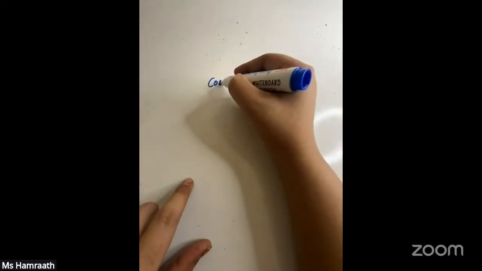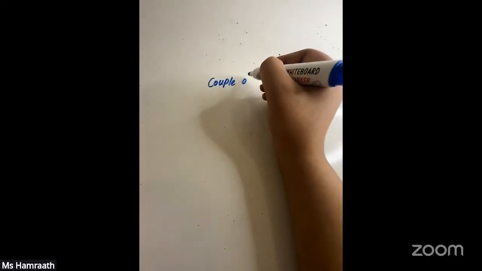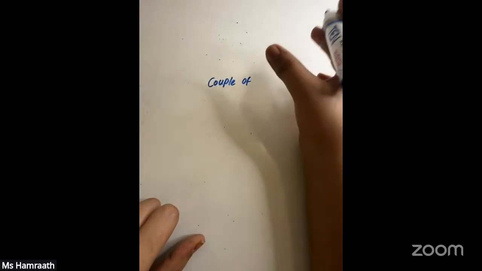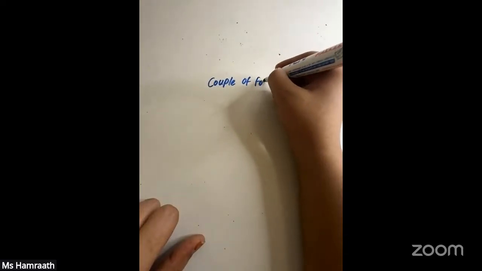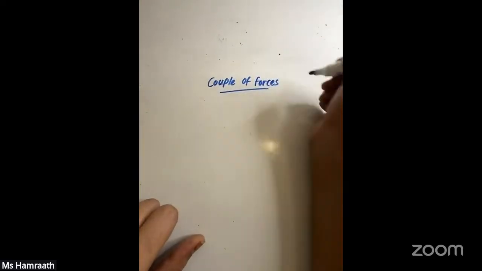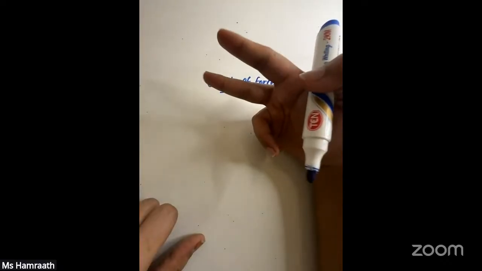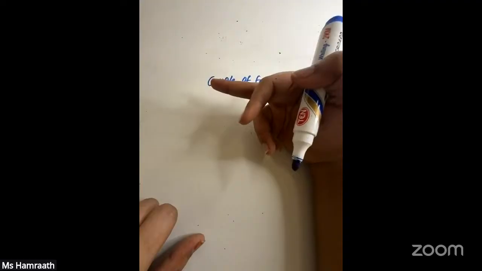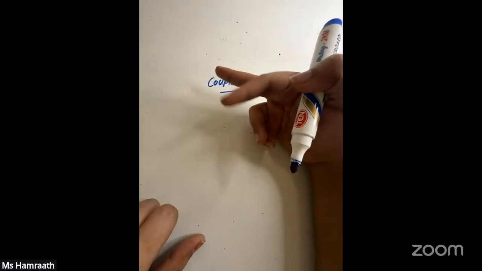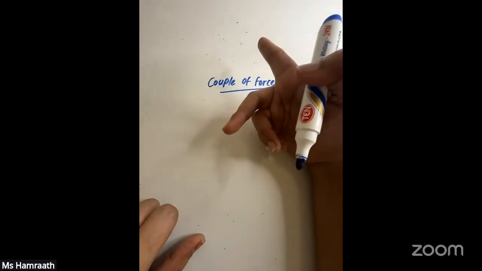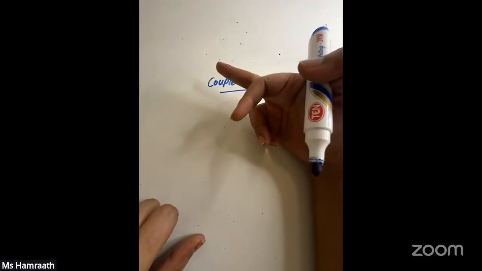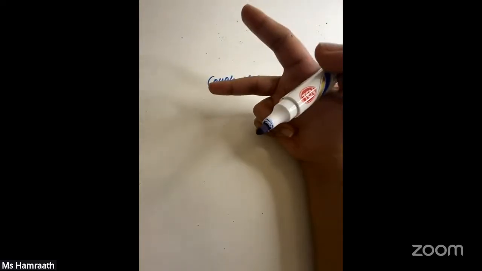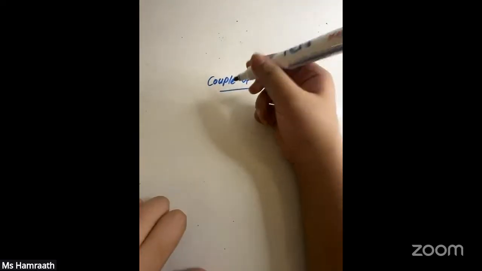So look at the word couple of forces. Whenever you talk about a couple, are you going to talk about one person or two persons? You're talking about two persons. Are you going to talk about the same type of person, like girl and girl, or boy and boy, or boy and girl? We say boy and girl. So boy and girl is not the same. They are opposite people. So couple of forces also means two forces, and they are opposite to each other.